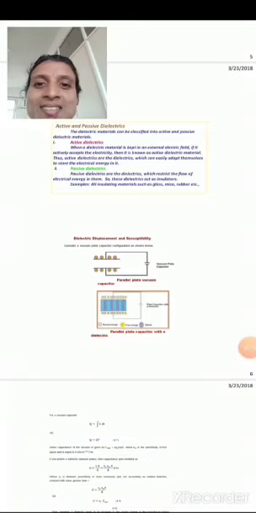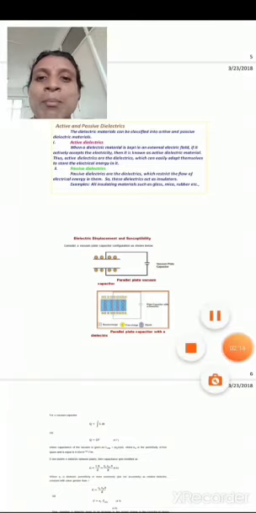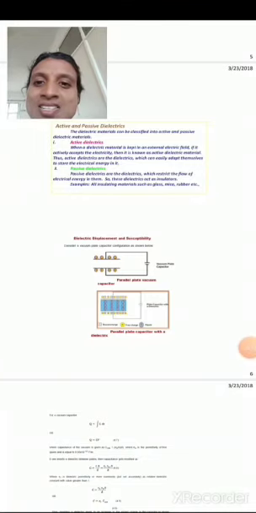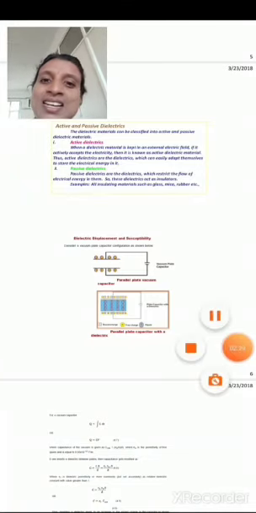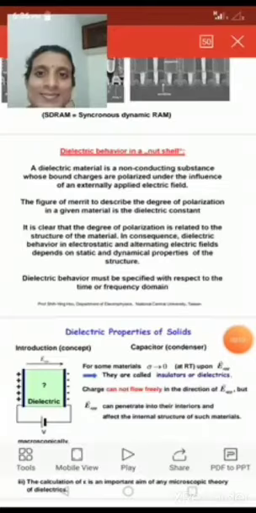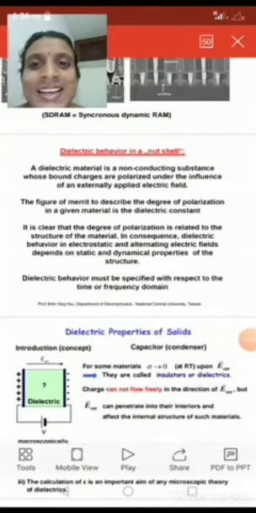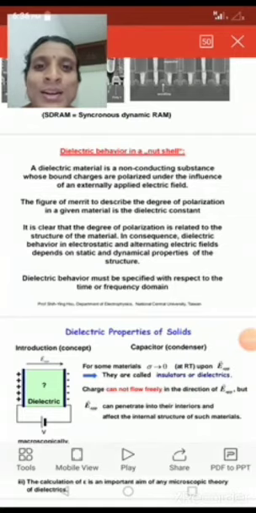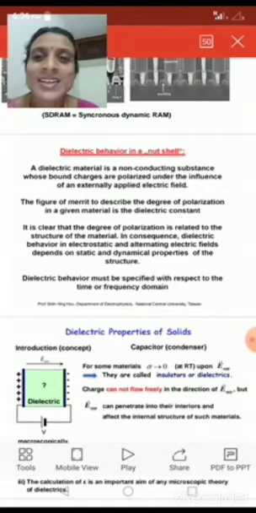This is about active and passive dielectrics. Active dielectrics are those that get polarized when kept in an external electric field. Passive dielectrics restrict the flow of electrical energy, so these dielectrics are said to be insulators. A dielectric material is a non-conducting substance. Non-conducting means it is not able to transmit energy.